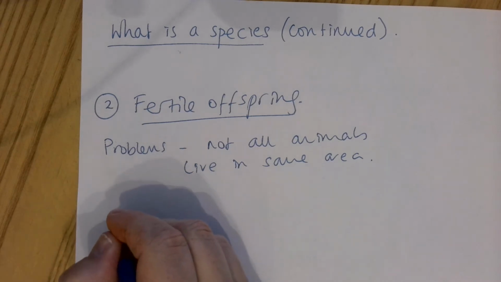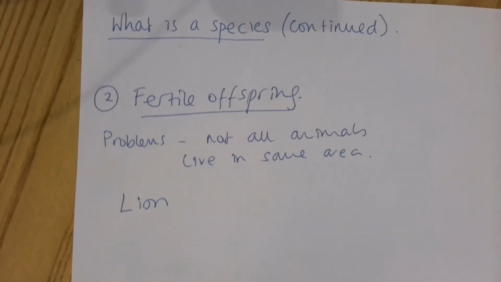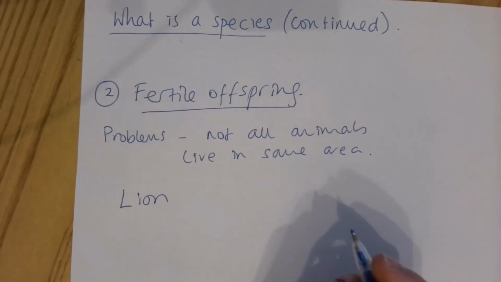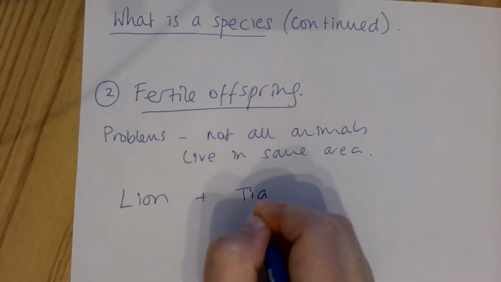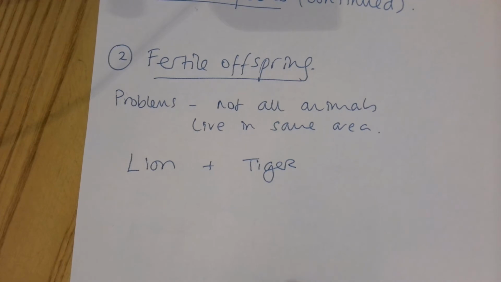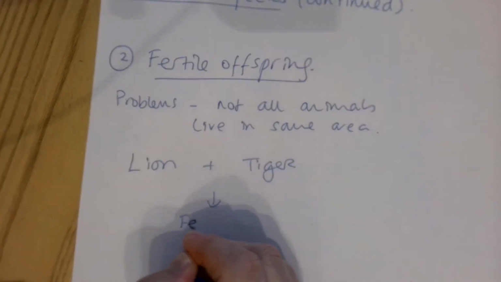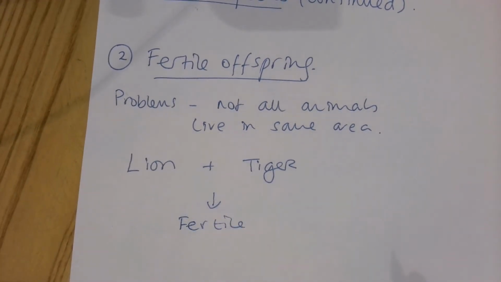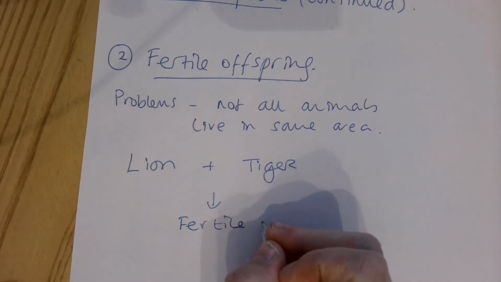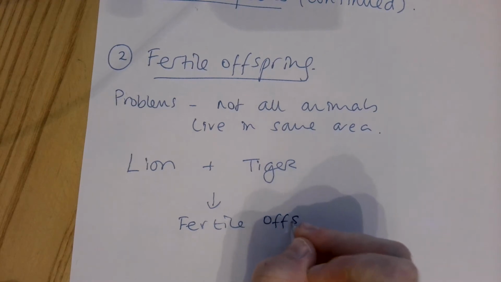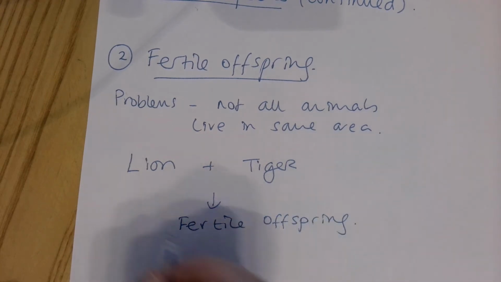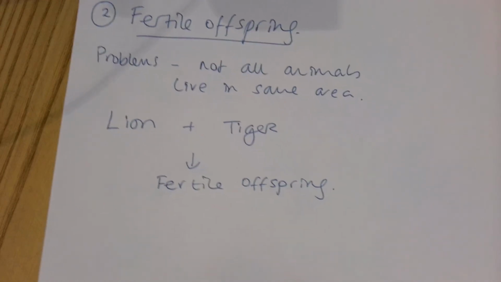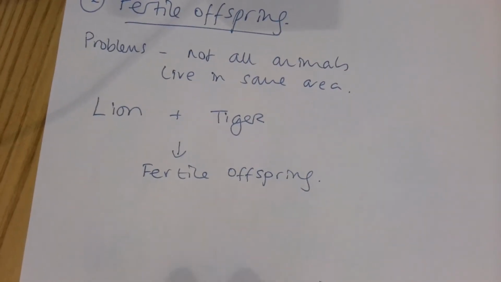The other problem we have is that we can look at a species and say, look at this, this is a lion. We all know what a lion looks like, I'm not going to draw a lion because you'll laugh. And I could introduce it to a tiger, and we can produce a fertile species. Even though they don't live in the same area, they don't look that alike. We can say yes, they're cats, but they don't look identical. But they do produce fertile offspring in quite a few cases. So that's the problem of using fertile offspring as a way of defining a group.